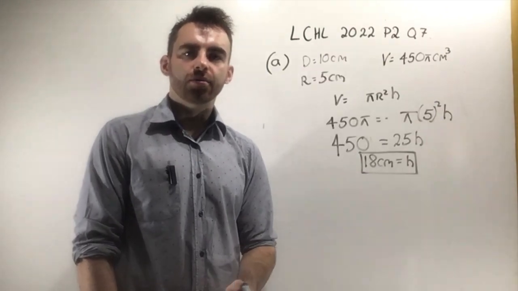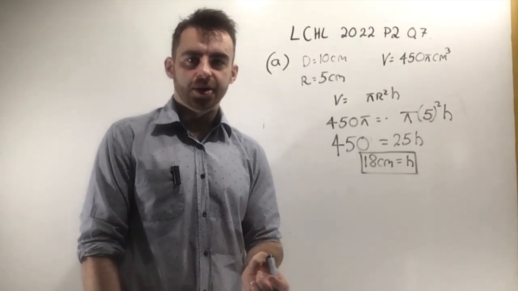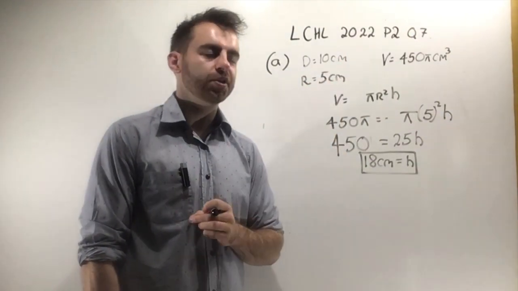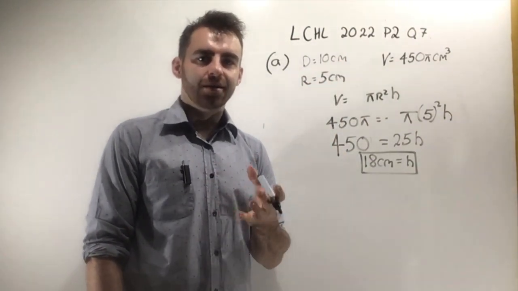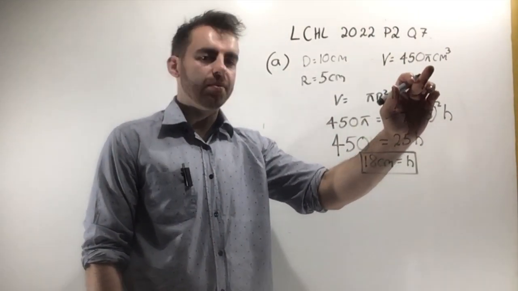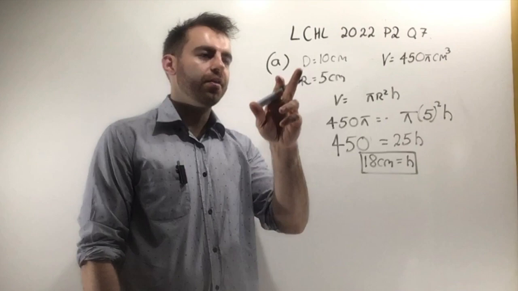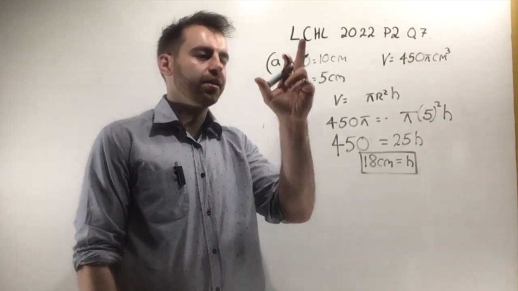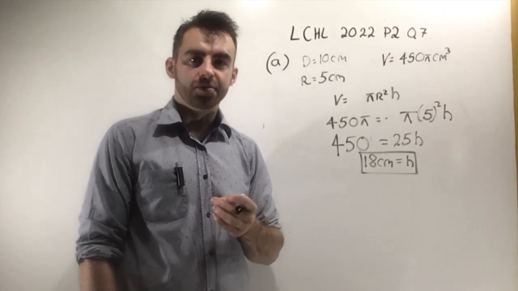Okay, in this tutorial we're talking about area, volume and measurement. Now the question I'm going through is 2022 paper 2 question 7. We're told that a candle is in the shape of a cylinder. The volume of the cylinder is 450π cm³ and the diameter of the cylinder is 10 centimeters. Now obviously if the diameter is 10, we divide by 2, the radius must be 5.